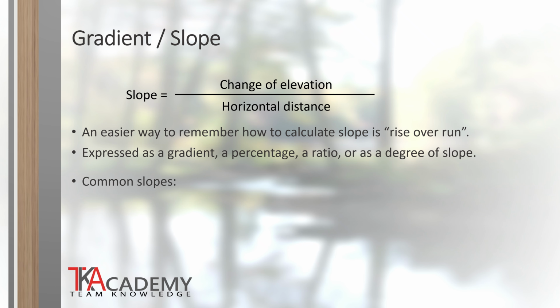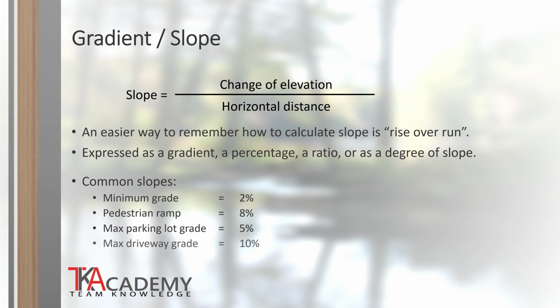Some common slopes within the industry are a minimum grade of 2% slope, which is the minimum necessary to have positive drainage on a site. A pedestrian ramp that complies with accessibility requirements has a maximum of 8% slope, which is commonly known in its ratio form as 1 over 12. A parking lot typically has a maximum grade of 5% slope, which allows for adequate drainage, but not too steep so that vehicles tend not to slide or roll. A driveway has a maximum grade of about 10% slope, which is about the maximum incline that a car can reasonably surmount.